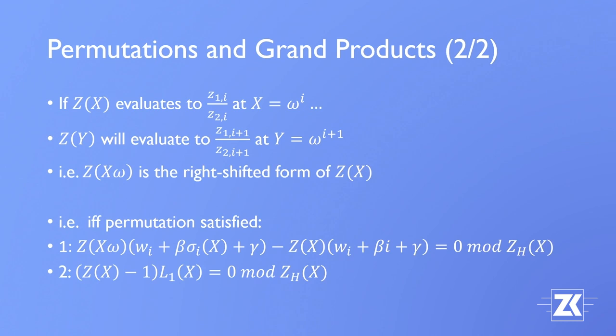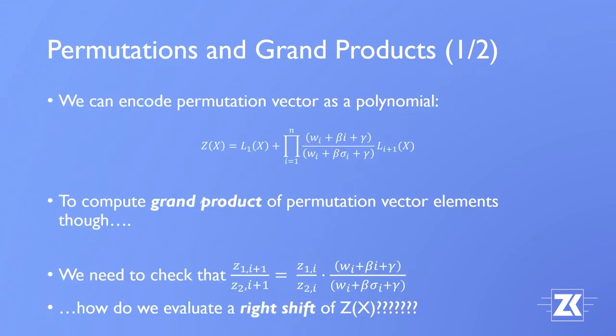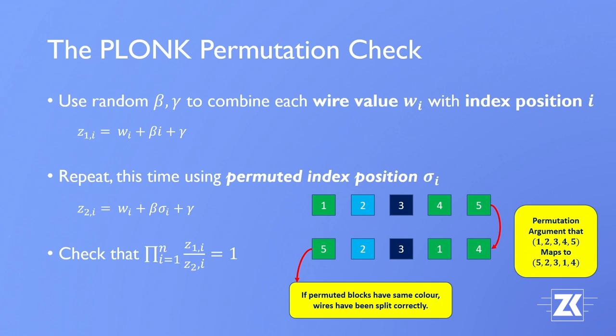And then the final last thing you need to do to actually check your permutation check has been satisfied is, well, because we're computing this kind of fraction relationship of products, that needs to be equal to one.